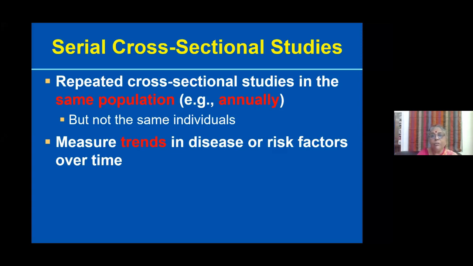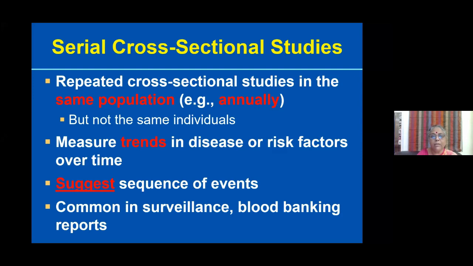So what does this do? This shows us the trend of disease. Is it increasing? Is it decreasing over a period of time? And you also know the sequence of events by doing serial cross-sectional studies. This is very common in surveillance and blood banking reports.